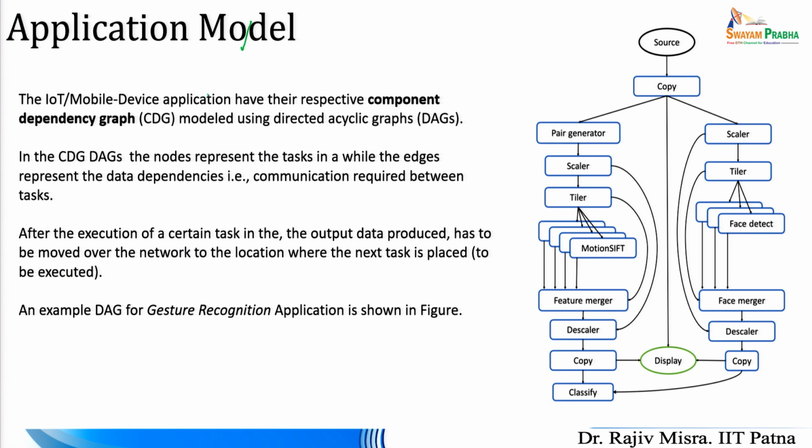Now, let us see the application model. The IoT or mobile applications have a respective component dependency graph, CDG, which is nothing but a directed acyclic graph. You can see that these are different applications running on your mobile phone, and together they form a graph which is called a component dependency graph.